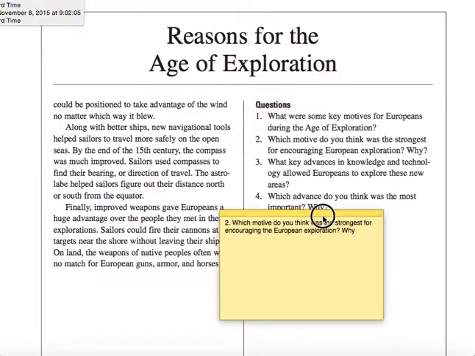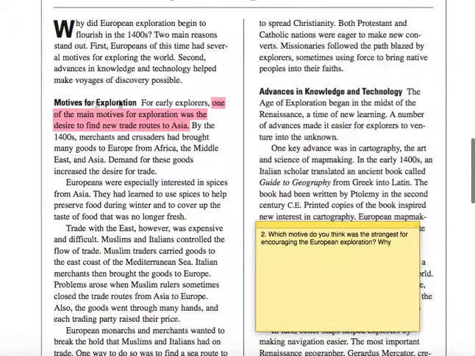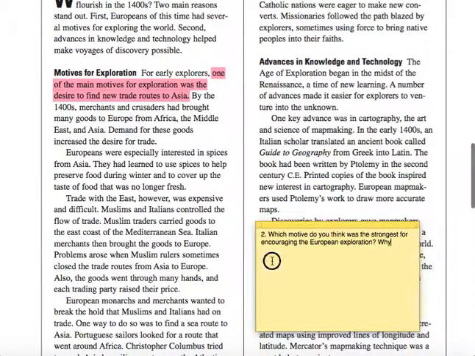So let's bring this sticky note over here. Let's go back up because I'm looking for motives still, so I'm still going to be reading in this section. Let me go back and find what I think is the strongest and why. Well, I first need to restate my question.